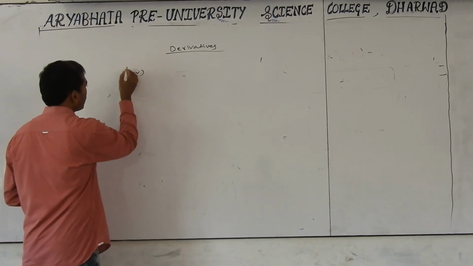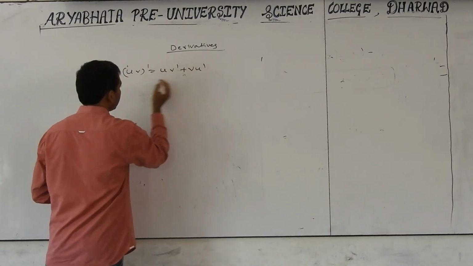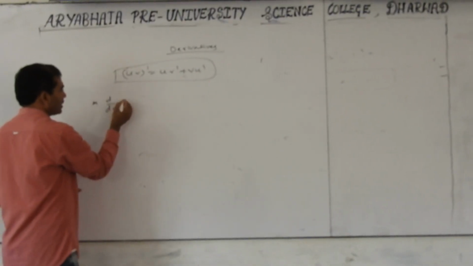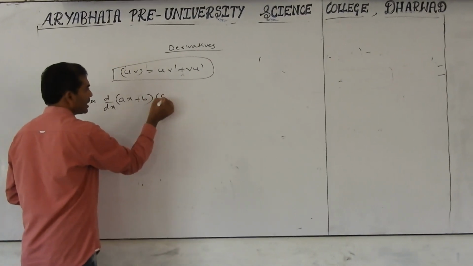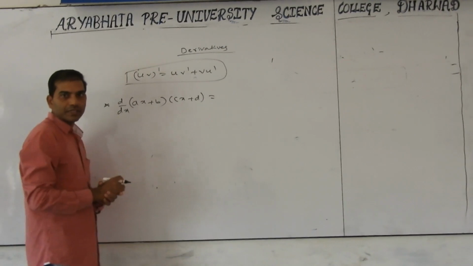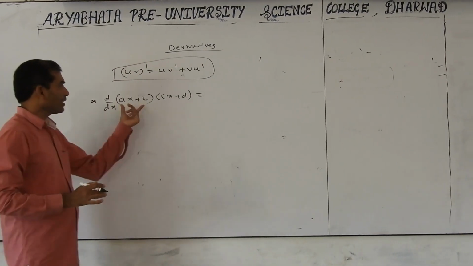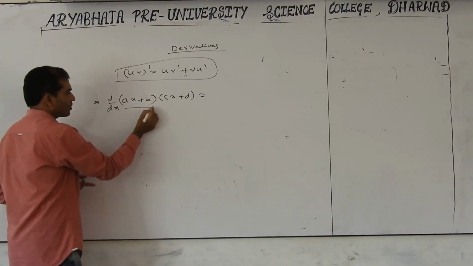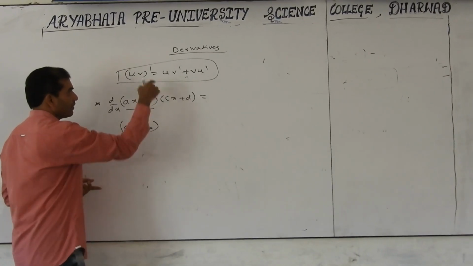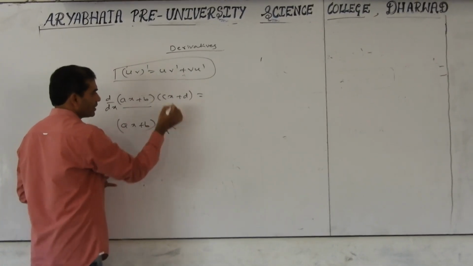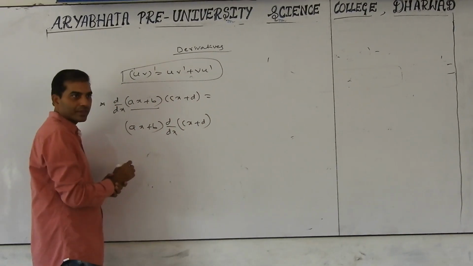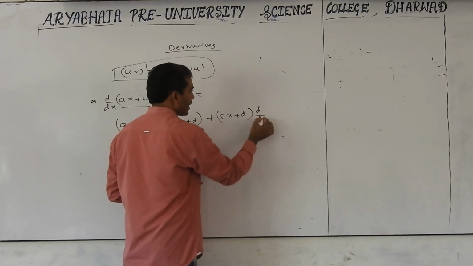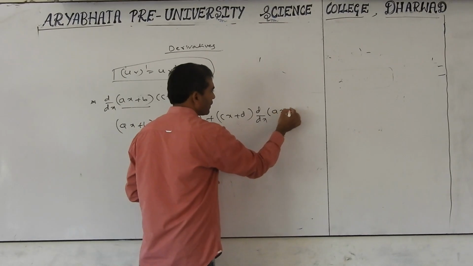Now, (uv)' formula is uv' plus vu'. One more problem: d by dx of (ax + b)(cx + d). There are two functions here, u and v. (uv)', use this formula: u (ax + b) times v' d by dx of (cx + d), plus v (cx + d) times d by dx of u (ax + b).